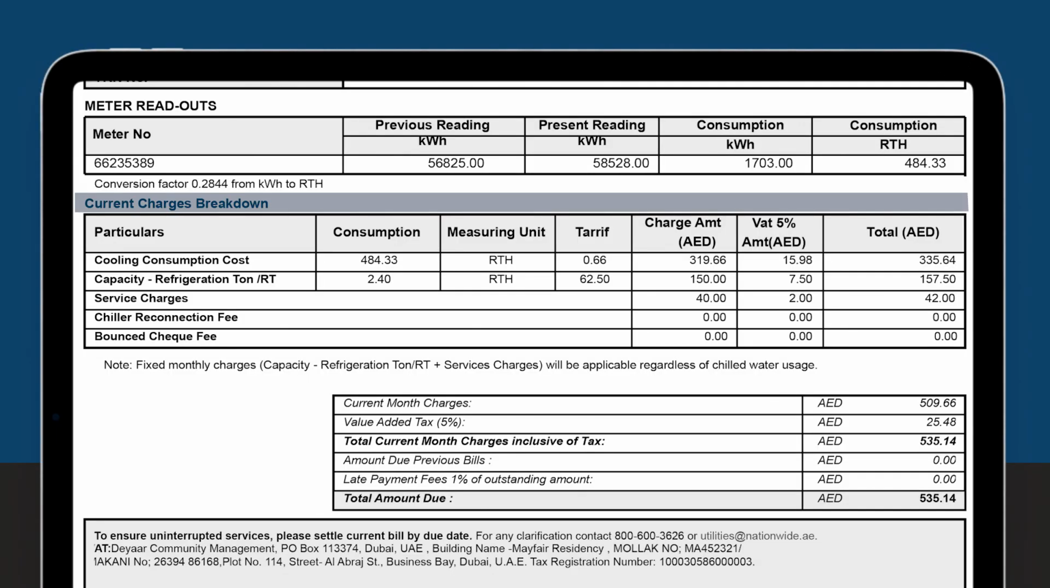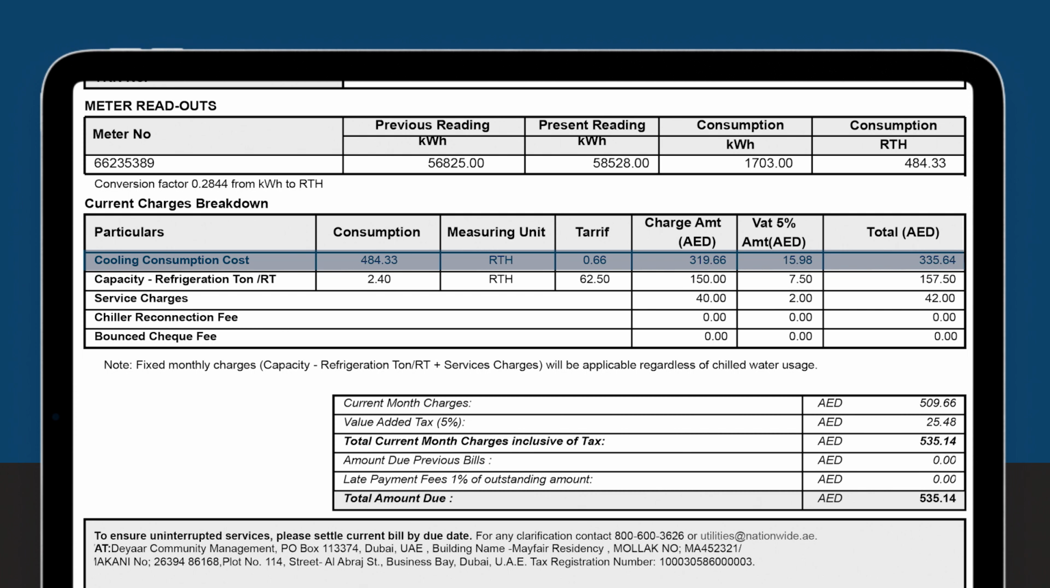Let me explain for you the current charges breakdown. Cooling consumption charge is the charge incurred for the actual flow of chilled water consumed by your unit for the mentioned period. The flow is measured by the BTU meter installed for each individual unit.